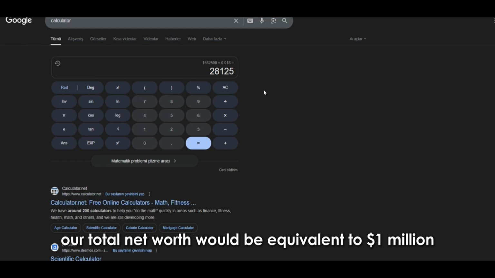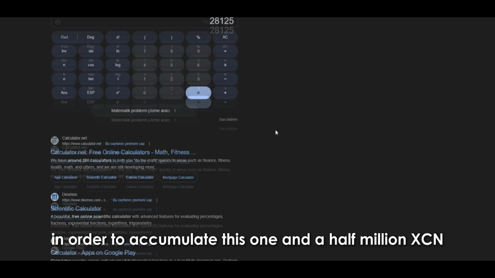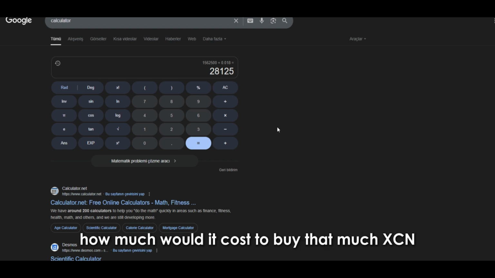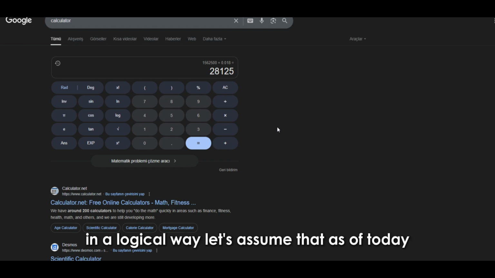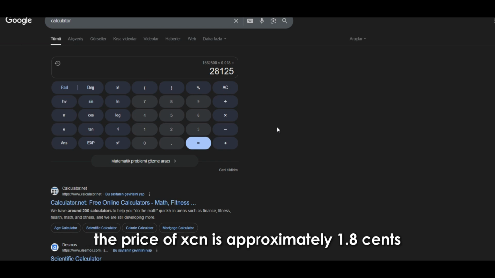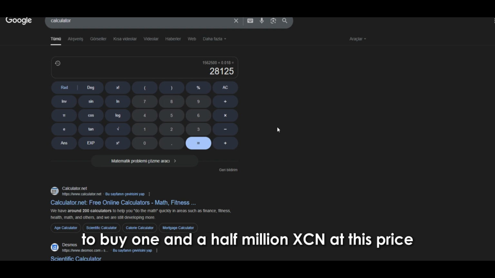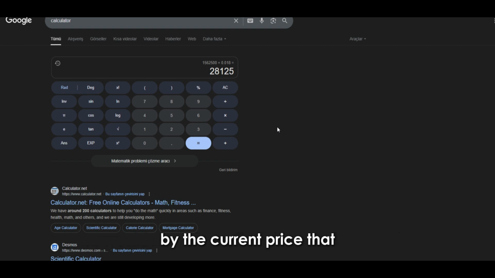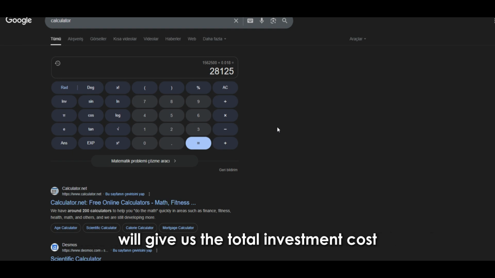At this point, let's also clarify how much money we would need today in order to accumulate this 1.5 million XCN, because many people may be wondering, how much would it cost to buy that much XCN? Now, let's analyze the answer in a logical way. Let's assume that as of today, the price of XCN is approximately 1.8 cents, or about $0.018. To buy 1.5 million XCN at this price, we would need to multiply the number of coins by the current price. That means multiplying 1.5 million by 1.8 cents will give us the total investment cost.